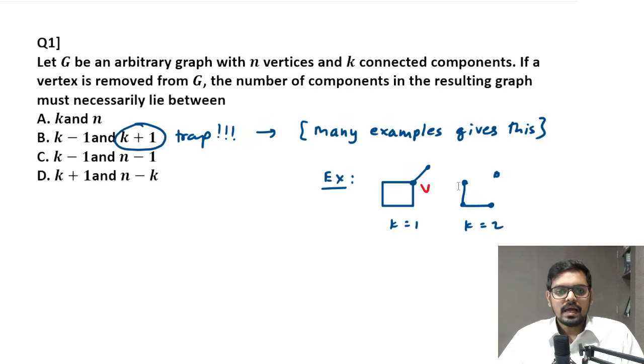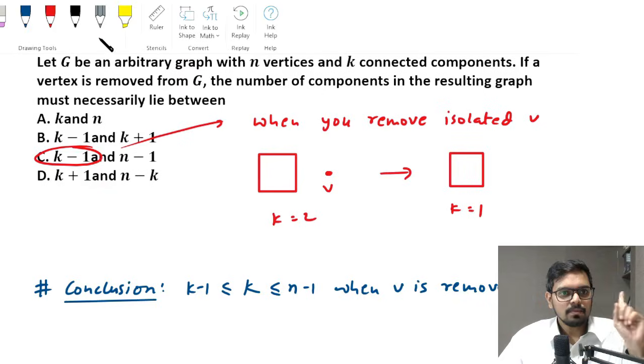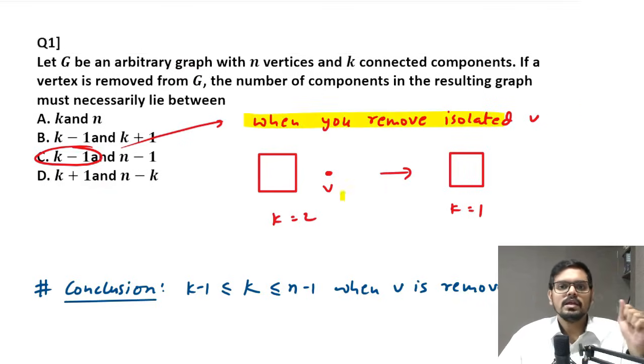When I say minimum is k minus 1, this happens when you are dealing with a disconnected graph. Earlier I had a disconnected graph like this, so the number of connected components is 2. If you remove this vertex v, then k is 1, only one connected component. So your minimum is k minus 1. Earlier it was 2, now it is 2 minus 1. So this minimum happens only for this isolated vertex disconnected graph.